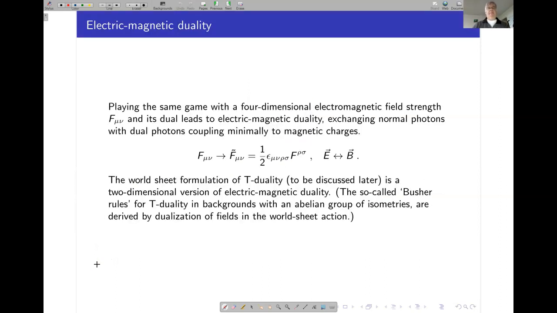Another side remark, we can do the same dualization game in 4 dimensions with a second rank field, antisymmetric tensor field, for example, the electromagnetic field strength.